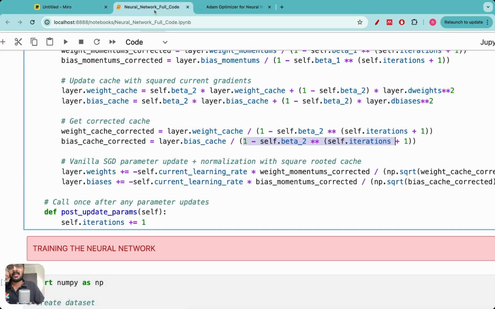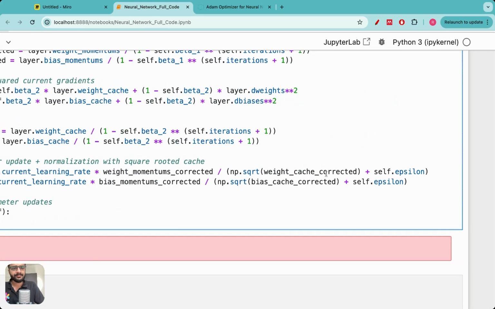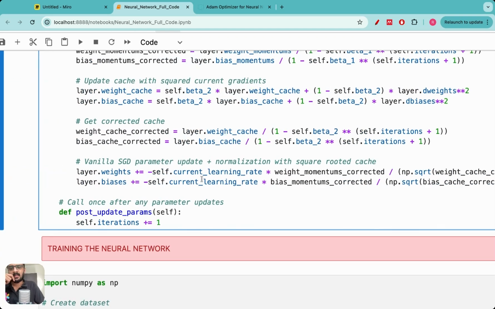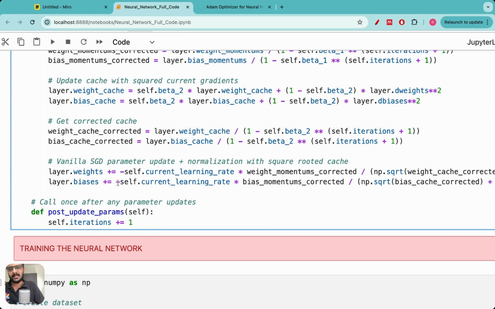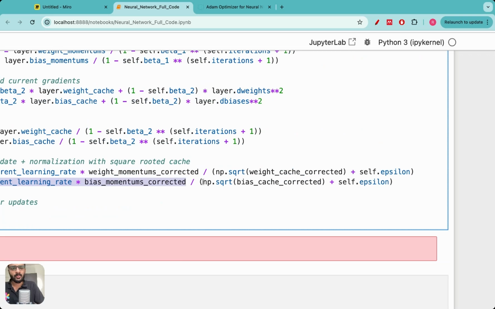This is exactly what is done here. The current weight is equal to the prior weight minus alpha into momentum divided by square root of the cache value plus epsilon. And the same thing is done for the bias. The current bias equals previous bias minus alpha into momentum divided by square root of bias cache plus epsilon.